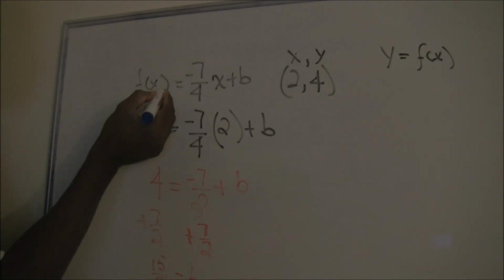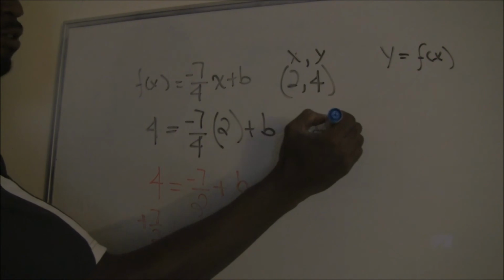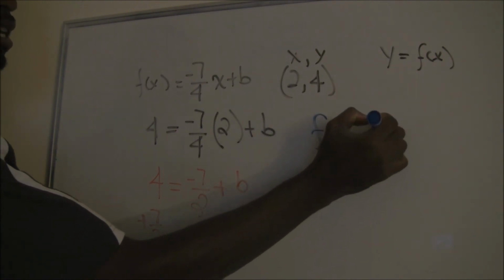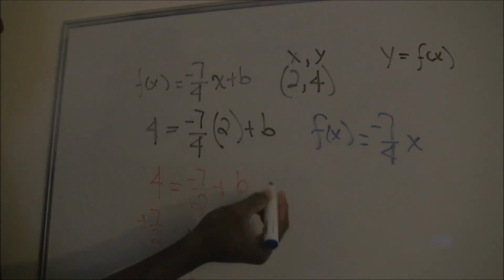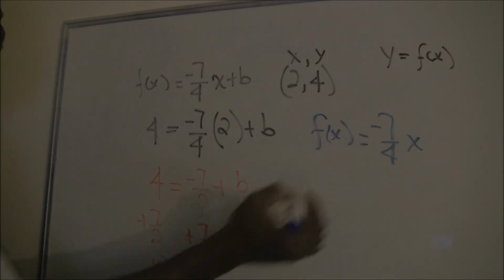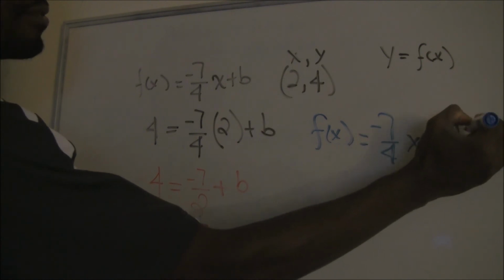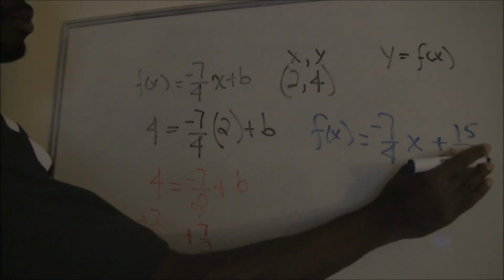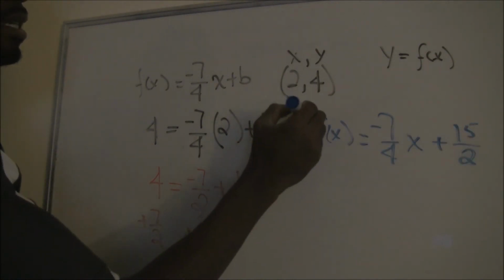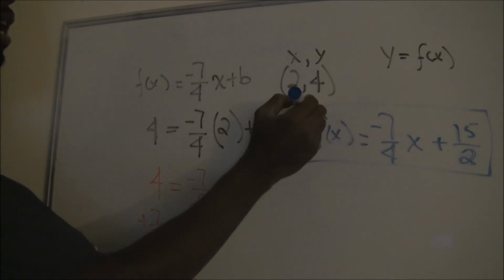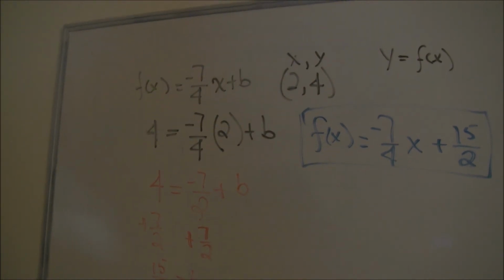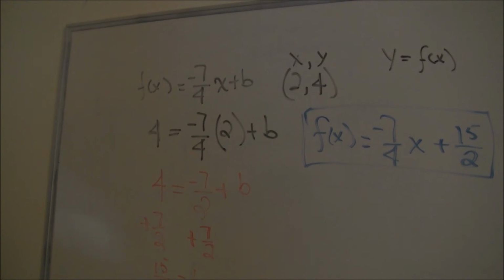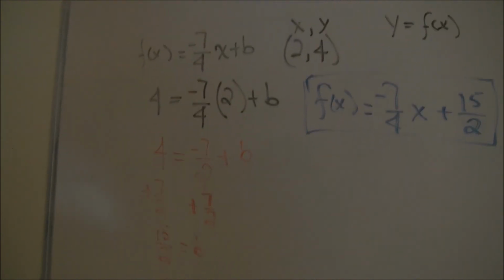Now I can go back to the function I had, which is f of x equals negative 7 over 4 x, and where we have the b, which is plus 15 over 2. And that is the function of the line that passes through the two given points at the beginning. Then again, we'll go through this slowly and let it sink a little bit.